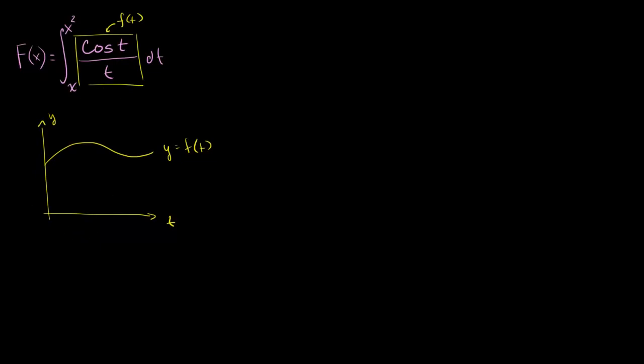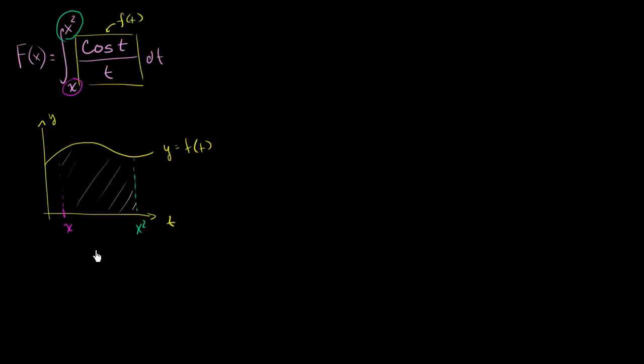So x, right over here, is the lower bound, at least for this definite integral. We don't know for sure. It depends on what x you choose which one is actually smaller. But for the sake of visualizing, we'll draw x right over here, and we'll draw x squared right over here. So this entire definite integral is essentially representing this entire area under the curve.